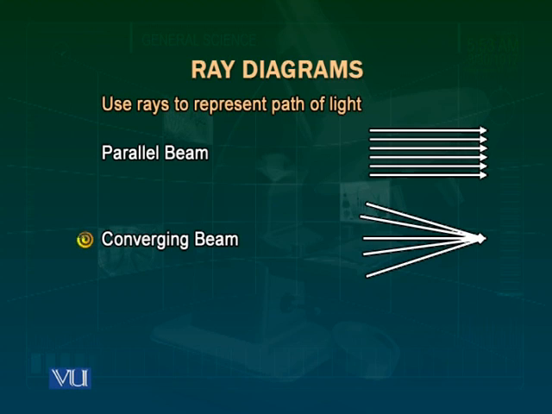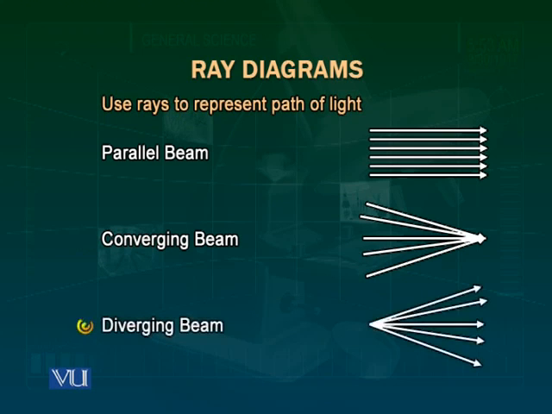What is a converging beam? A converging beam is a beam which meets at a point. A ray of light which converges or meets at a point is known as a converging beam. A ray, on the other hand, which is coming out of a point and moving in all directions, is a diverging beam. So we have looked at a parallel beam, a converging beam, and a diverging beam.